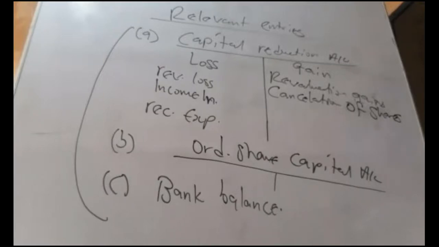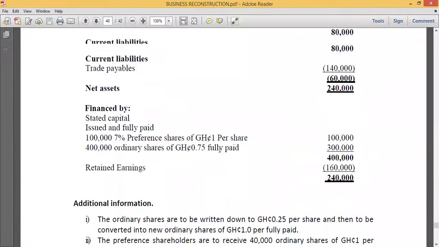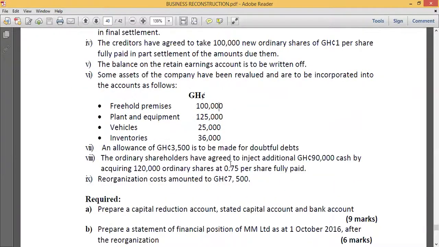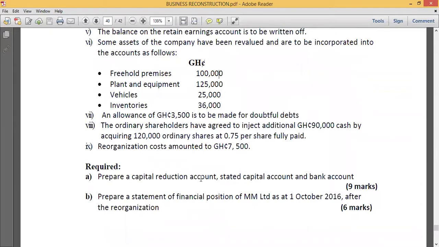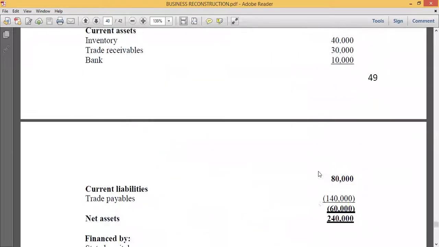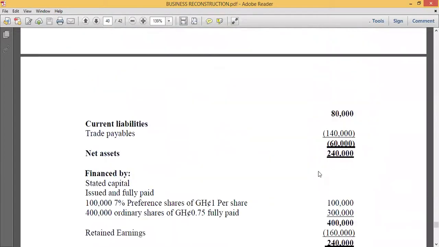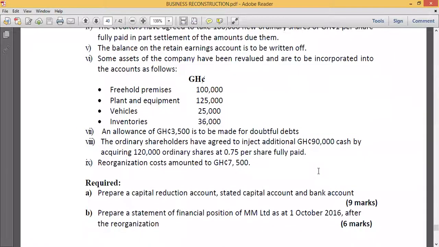Okay, so let's go and look at the question. So we are starting. Let's go to the comment first and see if it's good for us. Prepare capital reduction account. See? Stated capital account and what? The bank account. Question number eight. Tutorial question number eight. Good. So require prepare capital reduction accounts, stated capital accounts, and bank account. These are the three important ones.